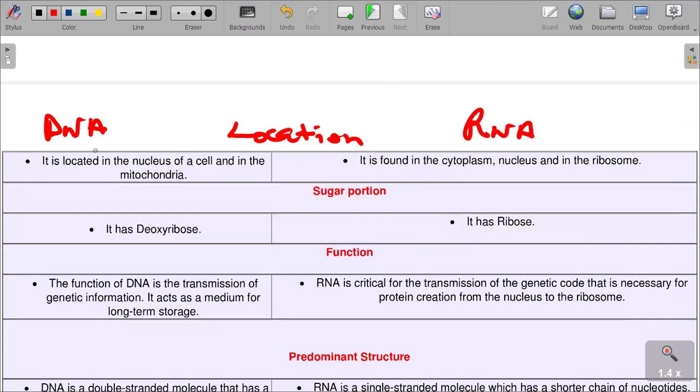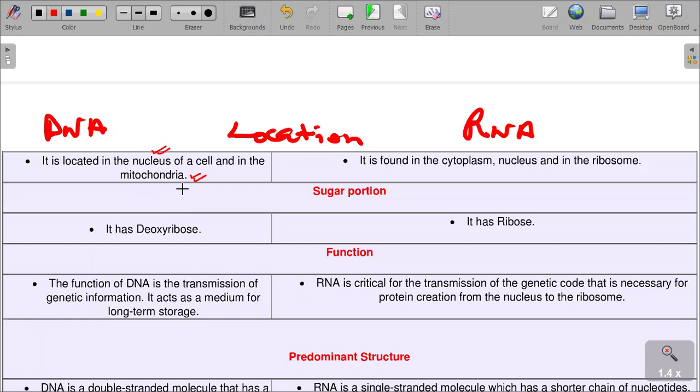So DNA is located in the nucleus of a cell and also in the mitochondria. This is expressed in regard to animals. So it is found in the what? In the nucleus. It is also found in the what? In the mitochondria. So DNA, in terms of its location, I have also mentioned in passing in the previous presentation that DNA is found in the what?